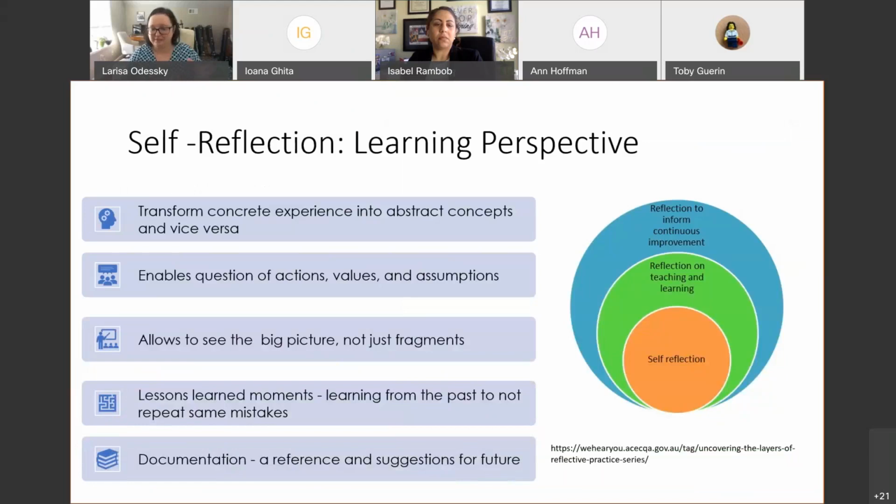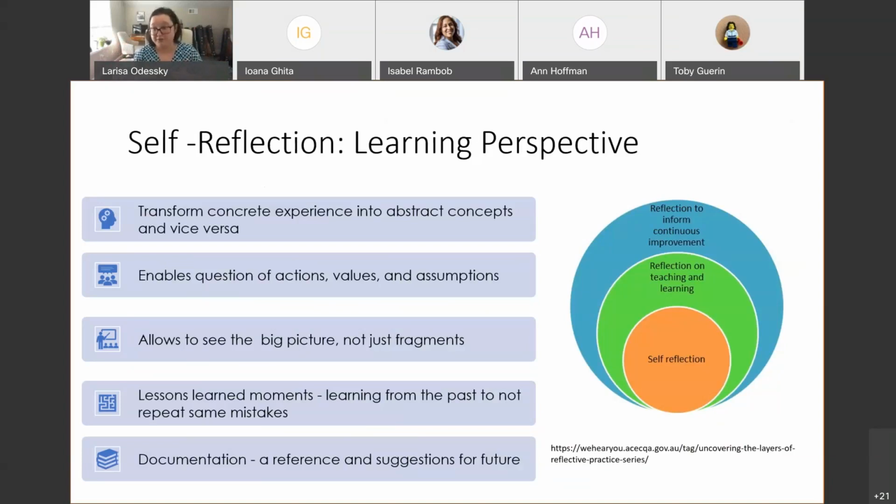All right, so let's think about self-reflection. Why should we really use it? Because self-reflection is only a small part of the reflective process and what it can do for us. Some of the biggest things are that it can transform a concrete experience into the abstract and vice versa. It can personalize and contextualize content that we're trying to teach our students. It also gives a student an opportunity to question their own actions, values, and assumptions, and to see the big picture, not just focus on each little assignment but how it incorporates into their whole body of knowledge and experiences. The big aha moments: oh, I did that, I don't want to repeat that again.